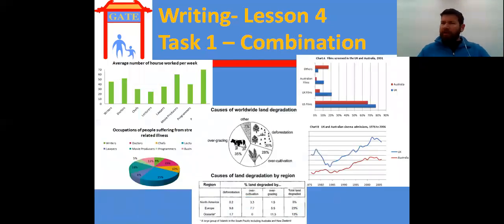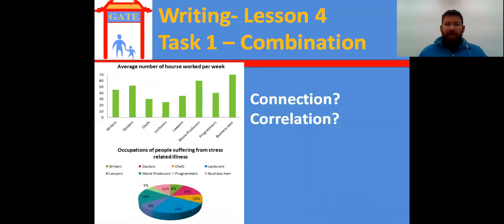Okay, so combinations. This is quite difficult to talk about because there are so many different combinations. We have a bar chart or a column chart with a pie chart, with a table, a bar chart with a line graph. There are so many different combinations, and it's difficult to really say what to describe in each one. That's up to you to work out. However, there are some things we're going to think about when we are describing a combination of different graphs.